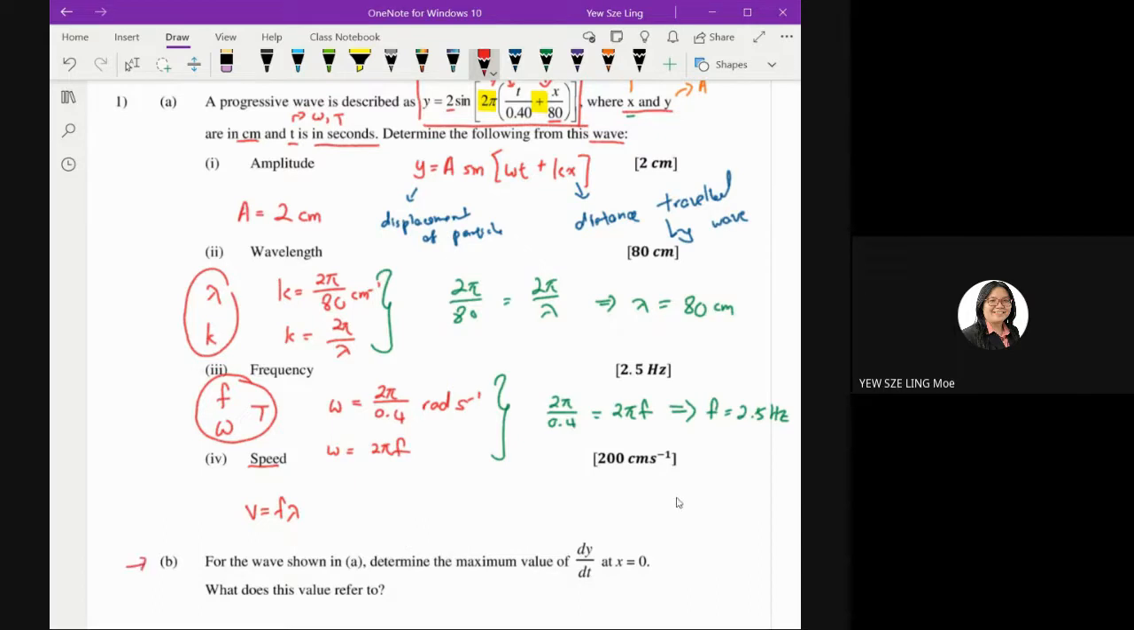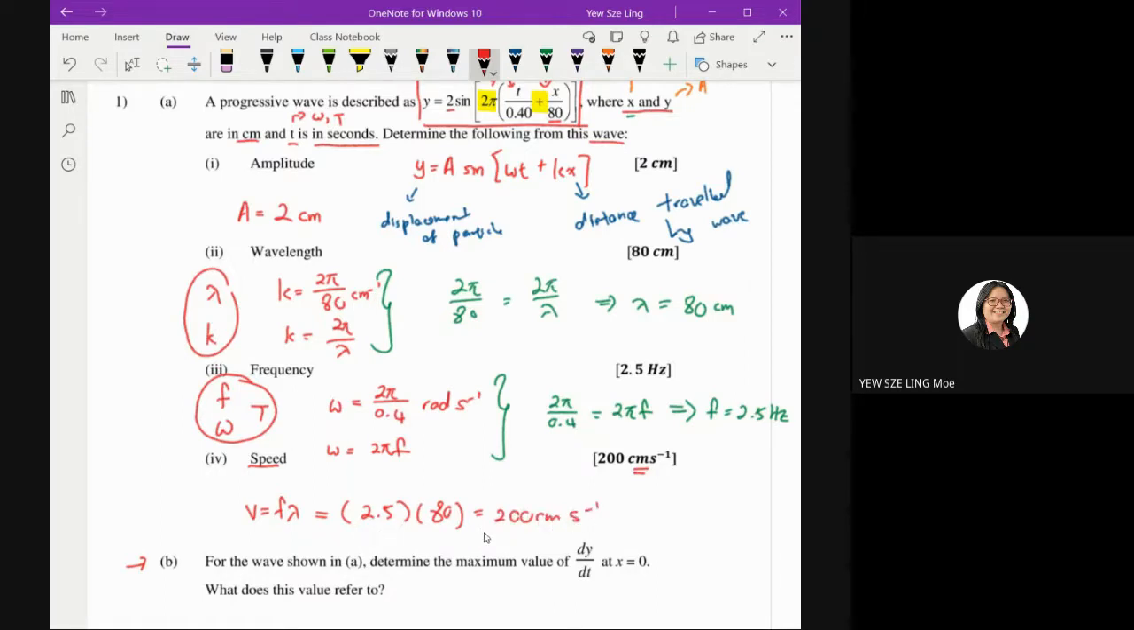Okay, question B, we will look at speed of particles. So right now, you're looking at wave speed. The general equation for wave speed is v equals f lambda. So question 3, you calculate f. Question 2, you calculate lambda. Straight away, you will be able to obtain the value for v. So f is 2.5, and lambda is 80 cm. So your v should be in cm, all right? So it equals 200 cm s^-1.